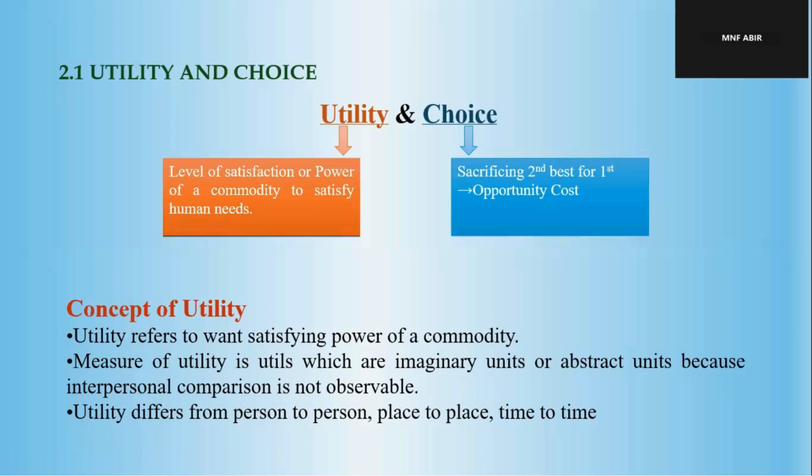For the difference of place to place, it is because of varying needs, preferences, resources, and prices in different locations. Suppose a good is very much in demand in one place, and because they are in that place, the price of that good is low, but the same good is less demanded in another place because its price is high. So utility differs from place to place.